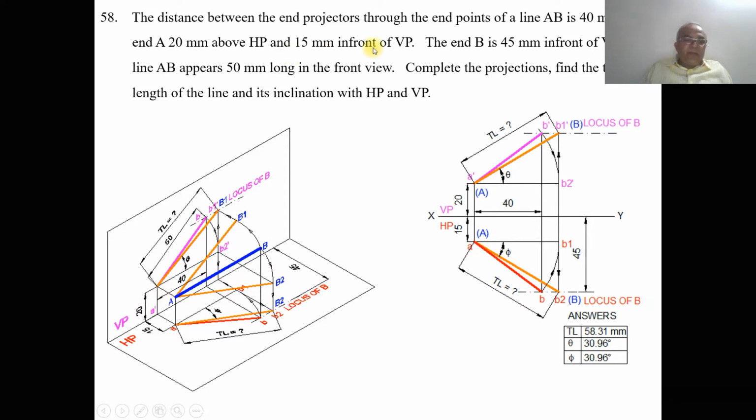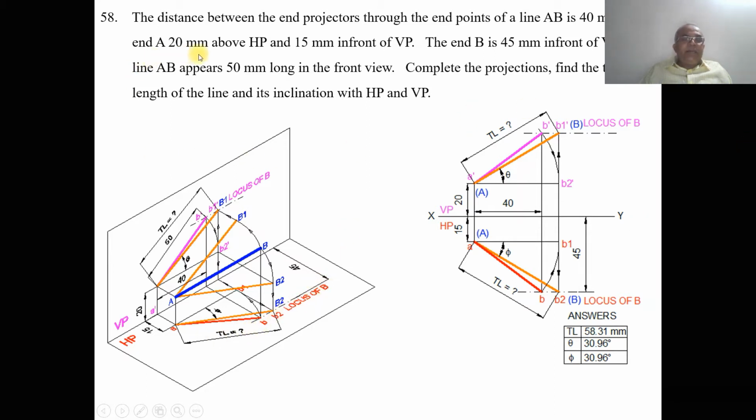Then 15 mm in front of VP. So when you look from the top view, the distance in front of VP, which is 15 mm, will be falling, the image will fall on the horizontal plane, because when you look from the top view, the image is projected onto the horizontal plane, which will be small a and also capital A. Then the end B is 45 mm in front of VP. So when you look from the top view, we can see the distance 45 mm in front of VP. So that is this distance. And the image will fall on the horizontal plane. So this is the locus of B in the top view.